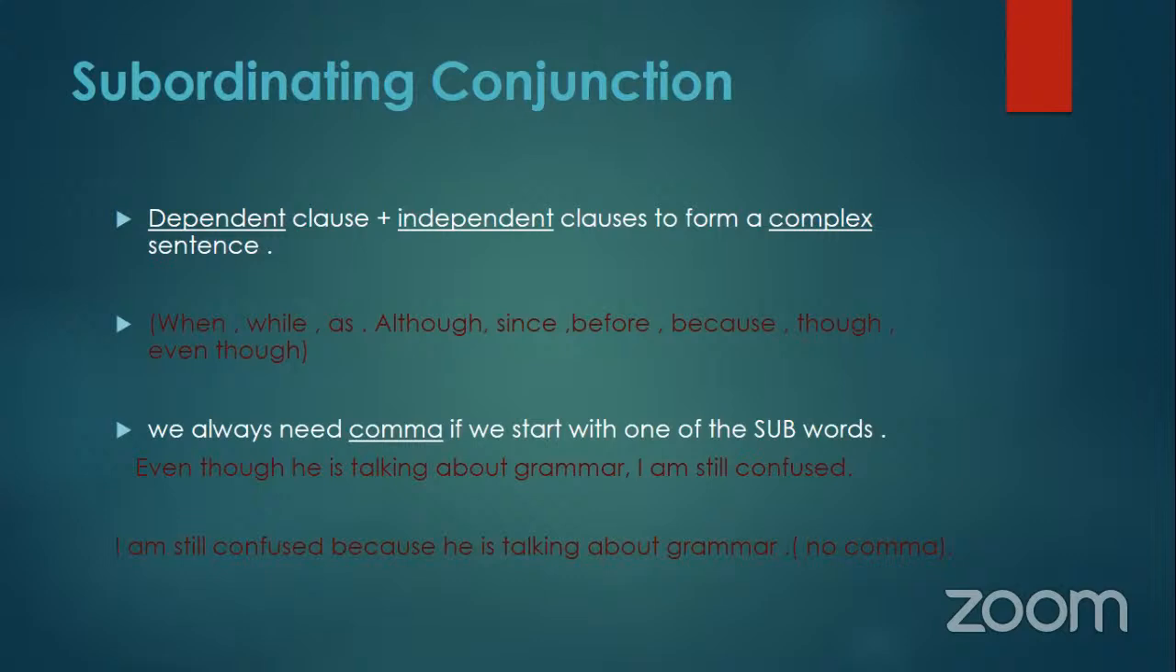Okay, let's see the examples. Even though he is talking about grammar, as you can see here, this is a dependent clause. Because what is the meaning of that? Even though he's talking about grammar, what next? We need another independent clause to finish the idea. So here we'll put a comma, and then put the other independent clause: I'm still confused. Now there is a full idea. See, even though he's talking about grammar, I'm still confused.